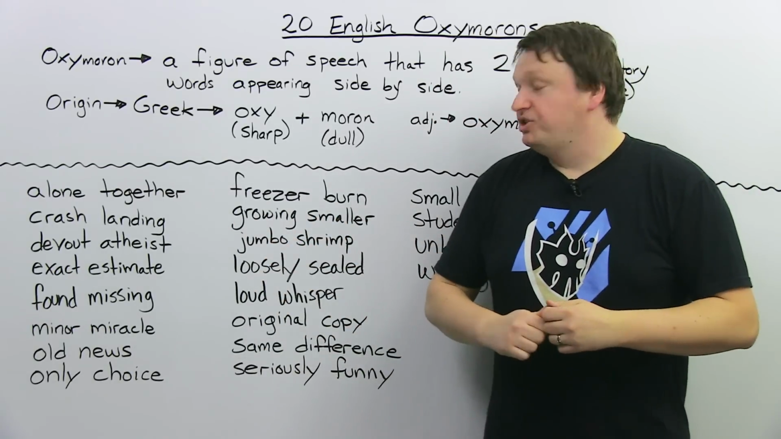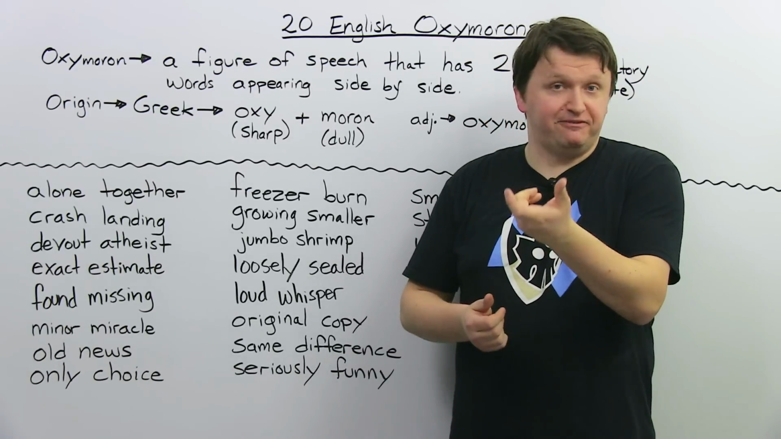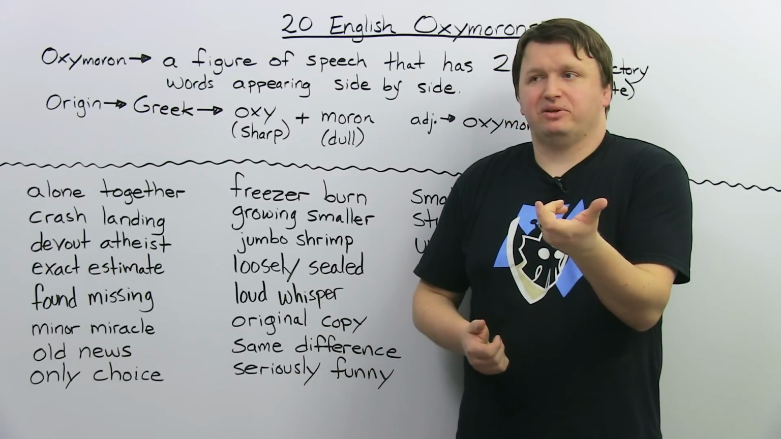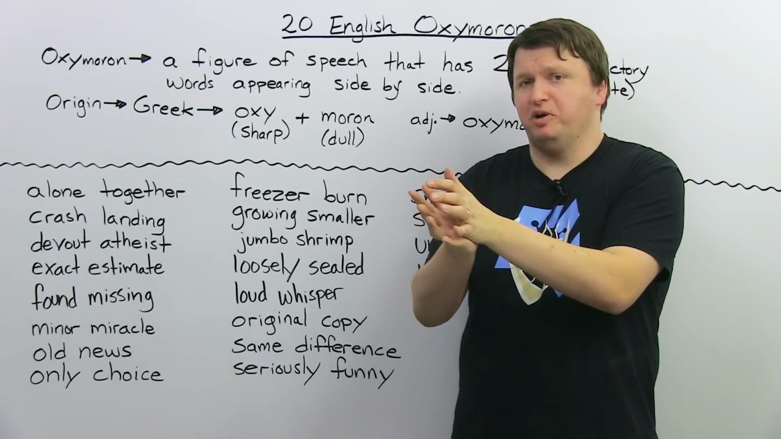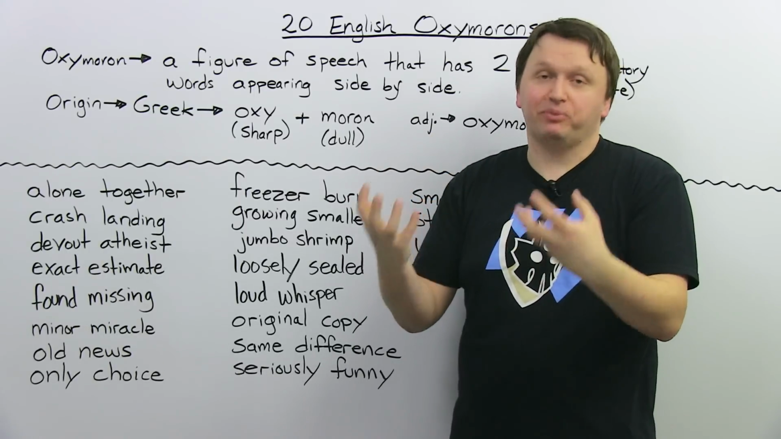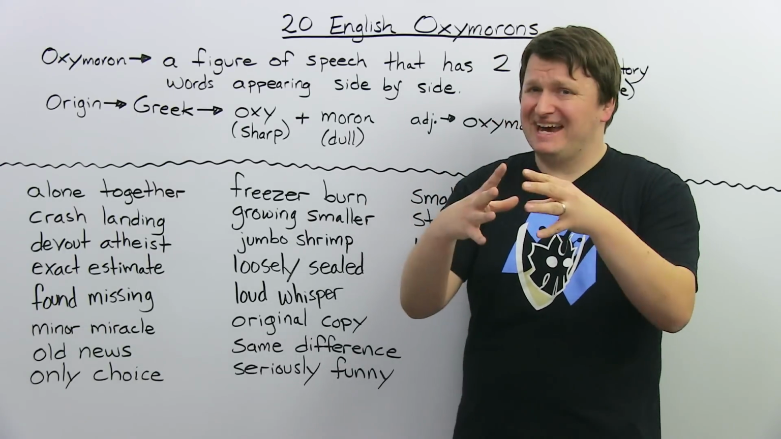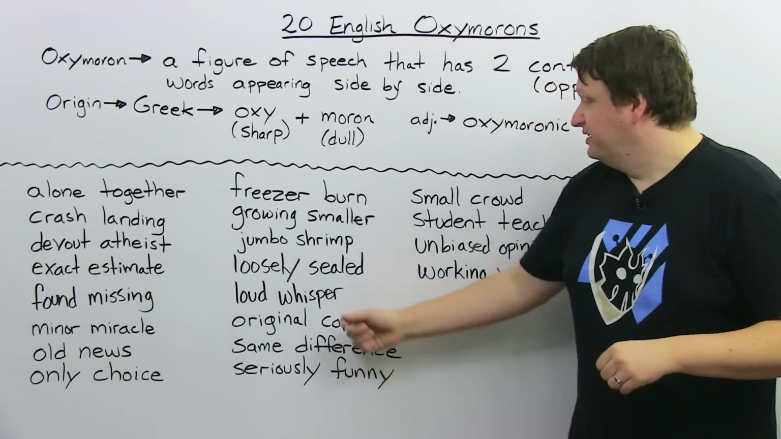Next, jumbo shrimp. So shrimp, the seafood, as you know, shrimp means small. So how can you have a jumbo of something that is small? Yes, they are bigger than a regular size shrimp, but the word shrimp means small, tiny. So jumbo shrimp is a contradiction.